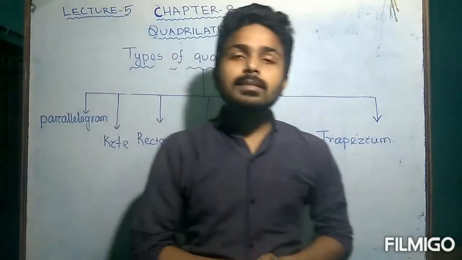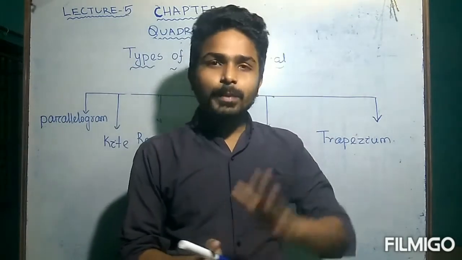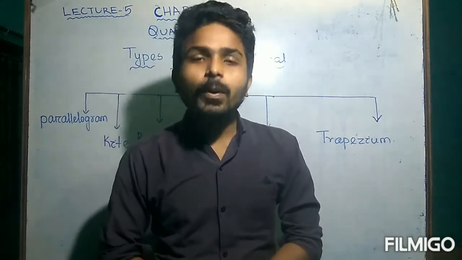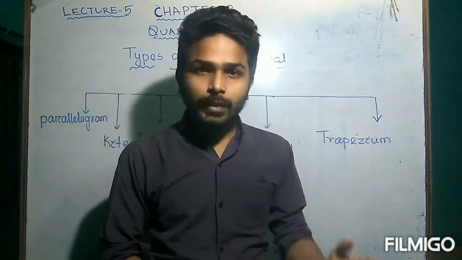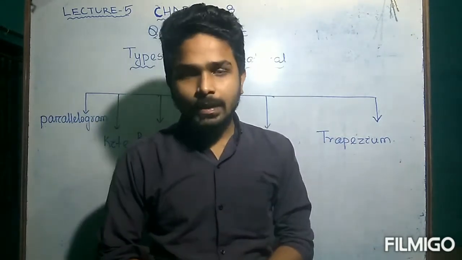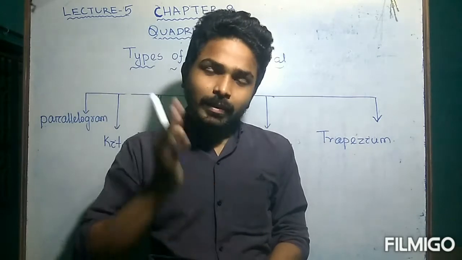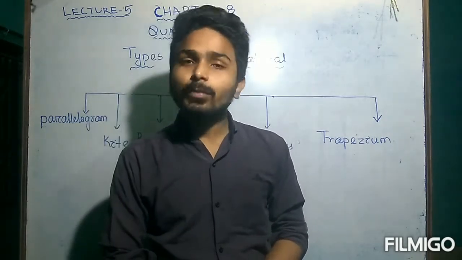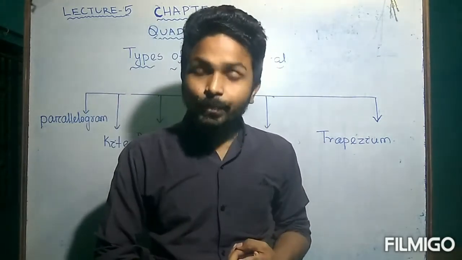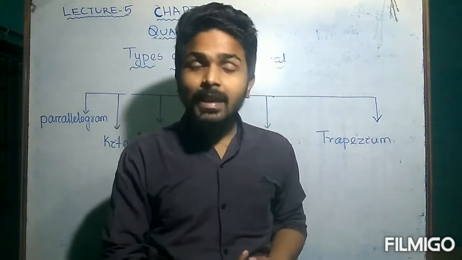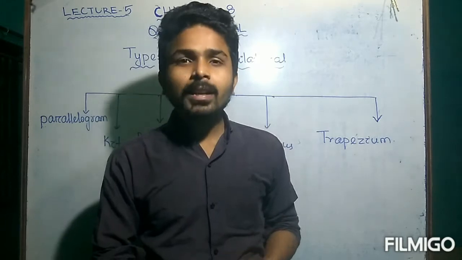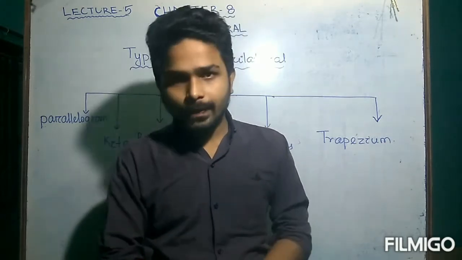Okay, so we have discussed the various types of quadrilateral in the previous lecture. We have discussed that quadrilaterals are of two types on the basis of the diagonals, such as convex quadrilateral and concave quadrilateral. Similarly, on the basis of the length of the sides, the quadrilaterals are of two types: regular quadrilateral, in which all the four sides and four angles are equal, and irregular quadrilateral, where the sides are of unequal length.